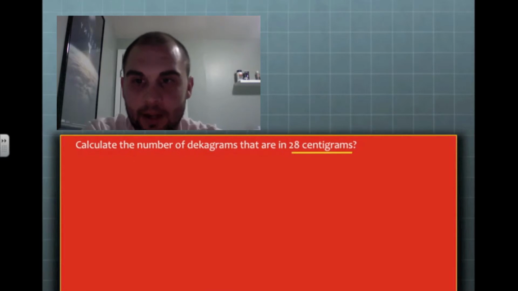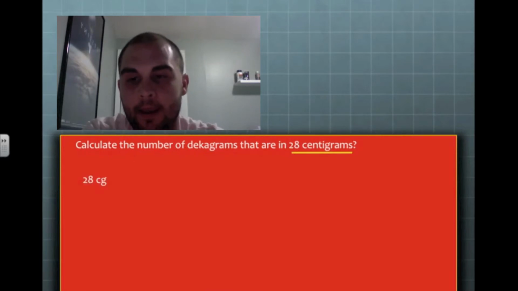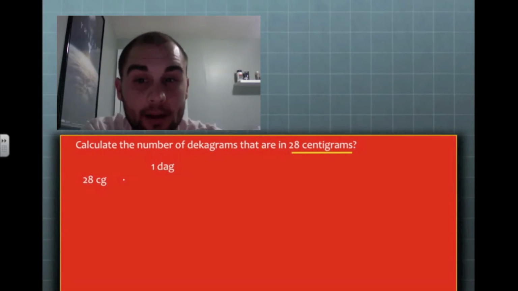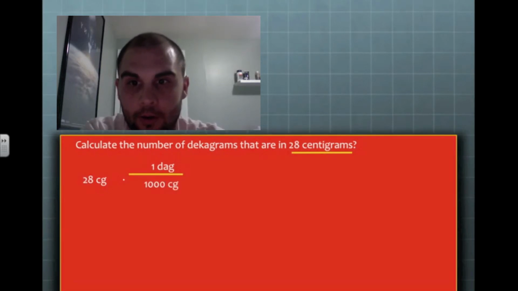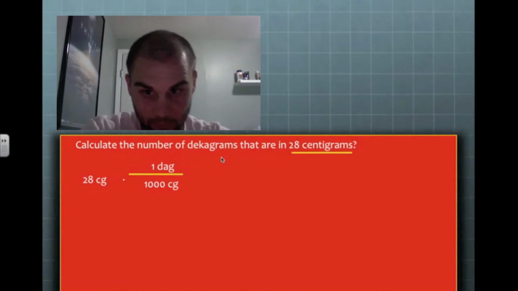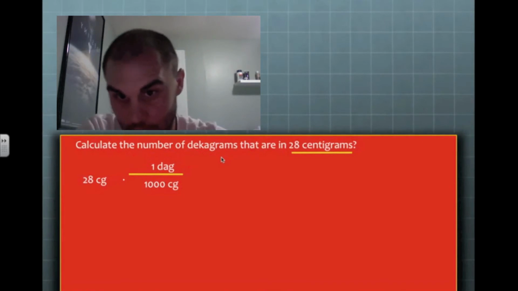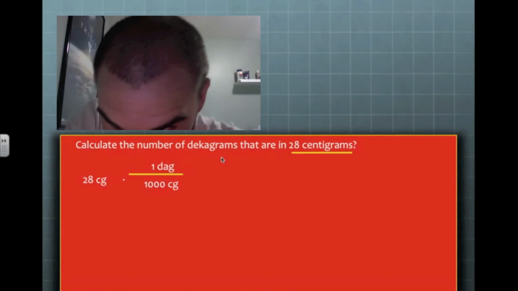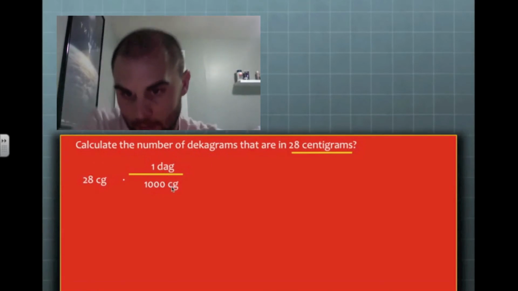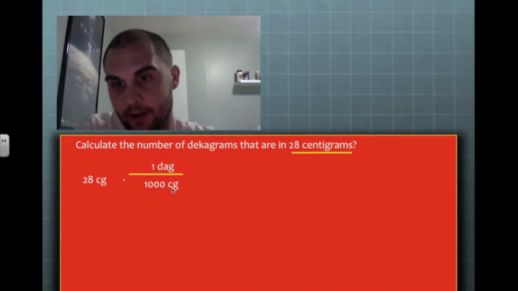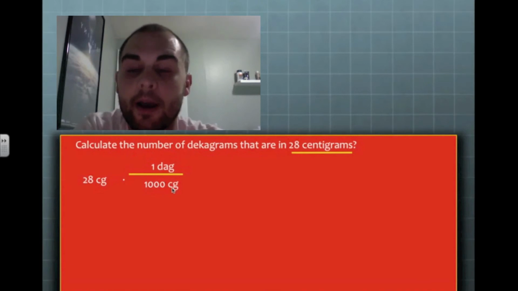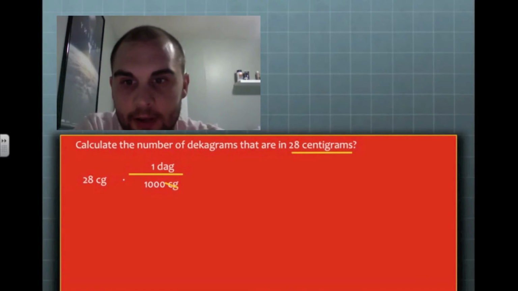Alright, we're going to start with 28 centigrams, and I'm going to multiply that by 1 decagram over 1,000 centigrams. I did that because my units are different from our other problems. We're going from a smaller unit to a larger unit this time, instead of from a larger unit to a smaller unit. So my 1 is over my 1,000. So now I can cross out my like terms. I'll do that now. So my centigrams there, my centigrams get canceled out there.